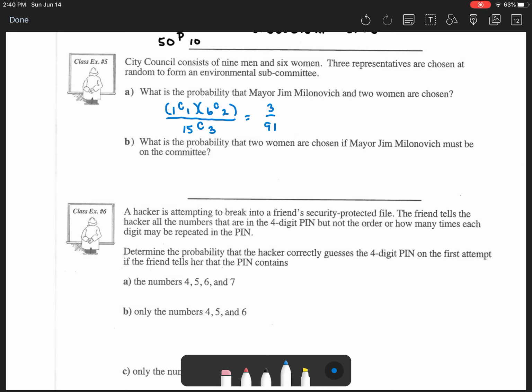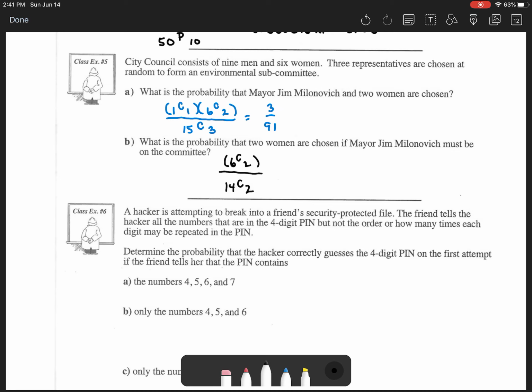Okay. Now, what is the probability that 2 women are chosen if Mayor Jim Milanovich must be on the committee? Okay, so this time he has to be on the committee. So that's all that's happening. So when I do my calculation here, it's going to look like this. I have the 6 choose 2, okay, so he's on there again. But what happens is in the bottom with the probability now, it's just the 14 choose 2.